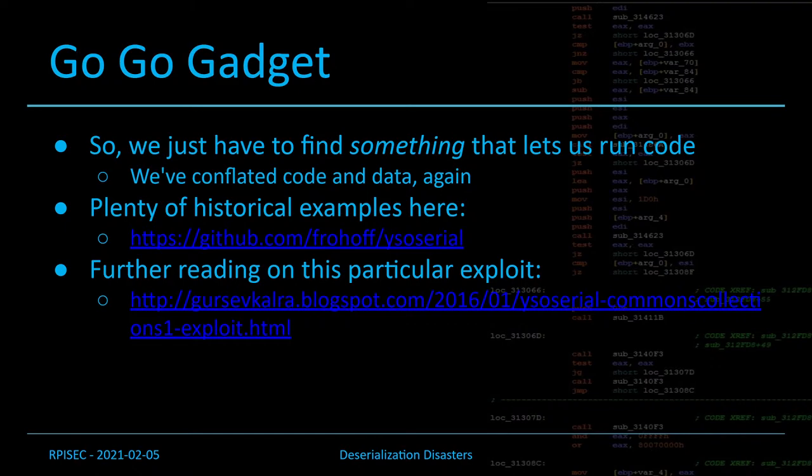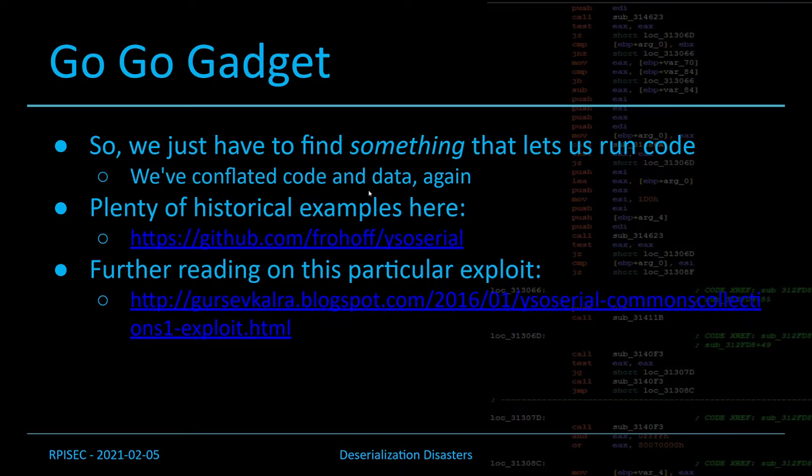So really, we just have to find something that lets us run code. And this makes it pretty dangerous because, you know, it could be one of the libraries you use. It could be one of the libraries they use. As long as they exist anywhere on the class path, you're in trouble.